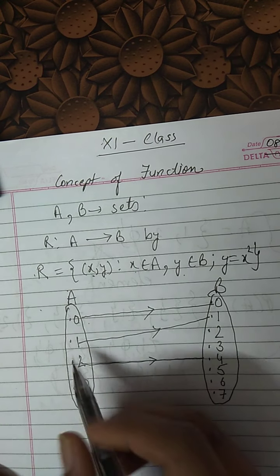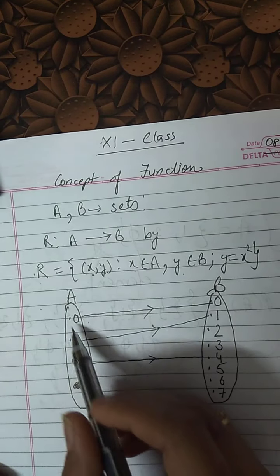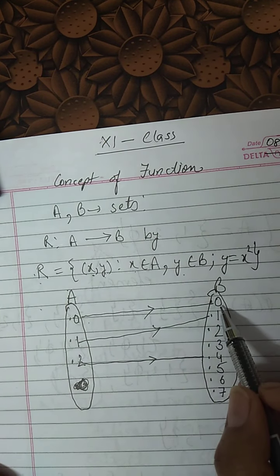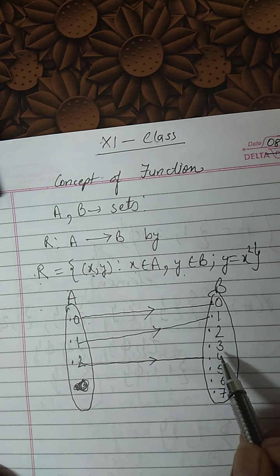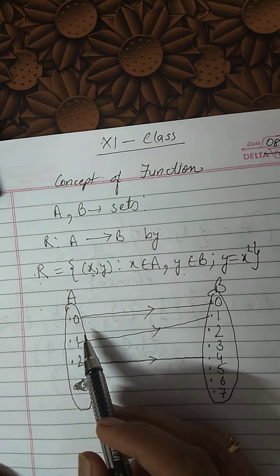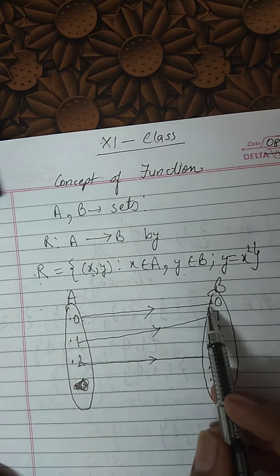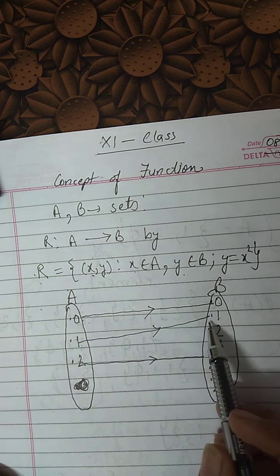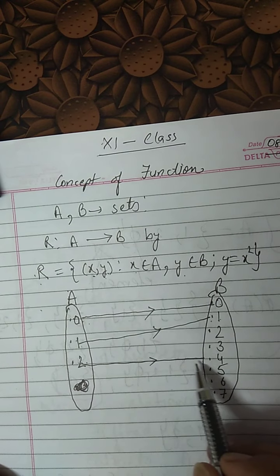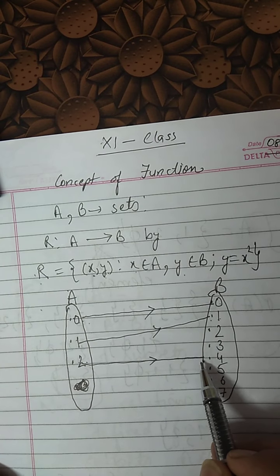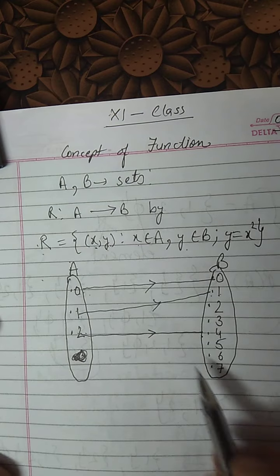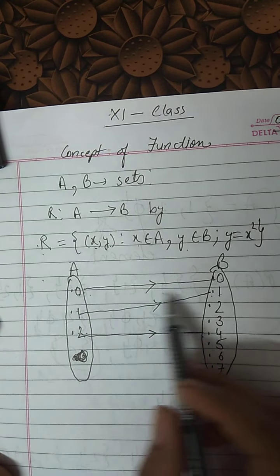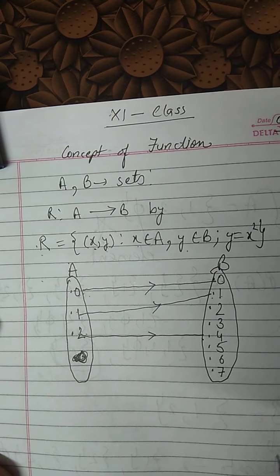Okay. Now if you notice here in this relation R, every element of set A is connected to one and a unique element in set B. It's not like 0 is going to 0 and also 1, or 2. 1 is going to only one element 1, 2 is going to only one element 4. So there is no condition here where one element has two images and so on.